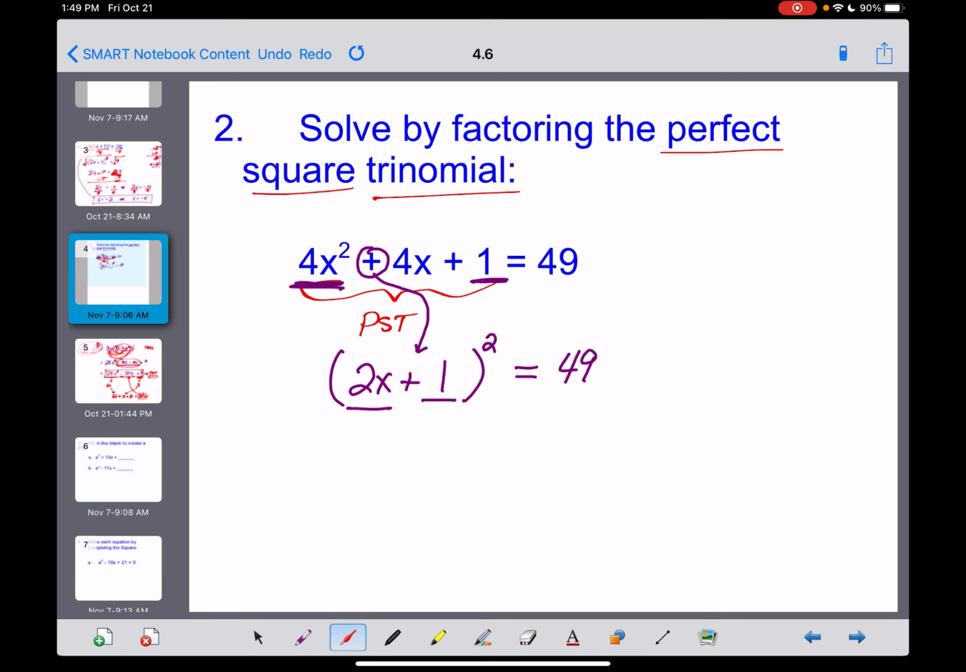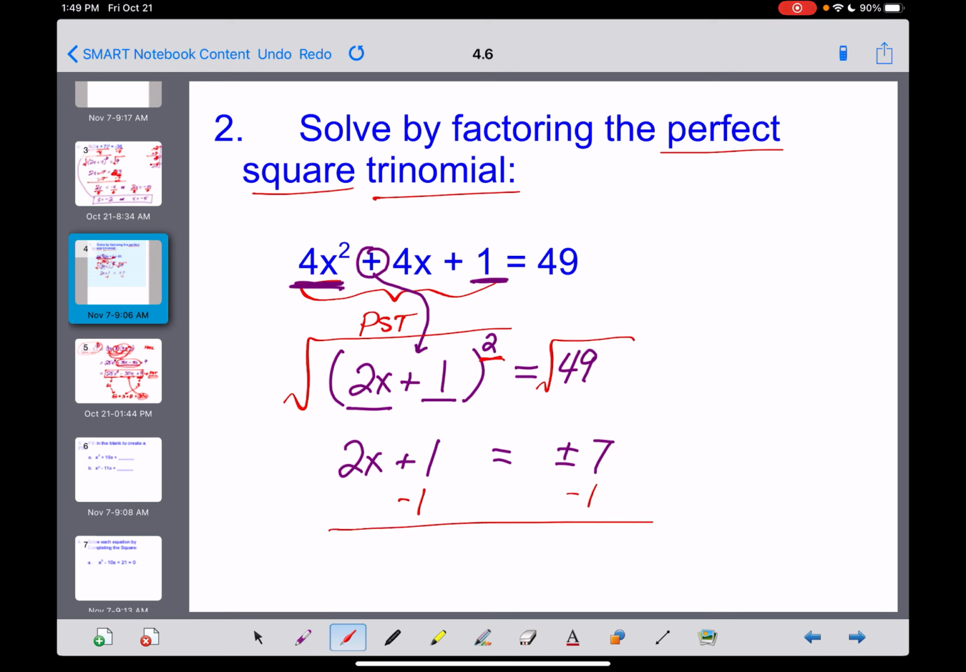The last thing happening now on the left-hand side is the square, and we will undo that by taking the square root of the left and the square root of the right. So we end up with 2x + 1 equals, and the square root of 49 is plus or minus 7. We need to have both of those answers there. Then we have to get rid of the plus 1 by subtracting 1 from each side.